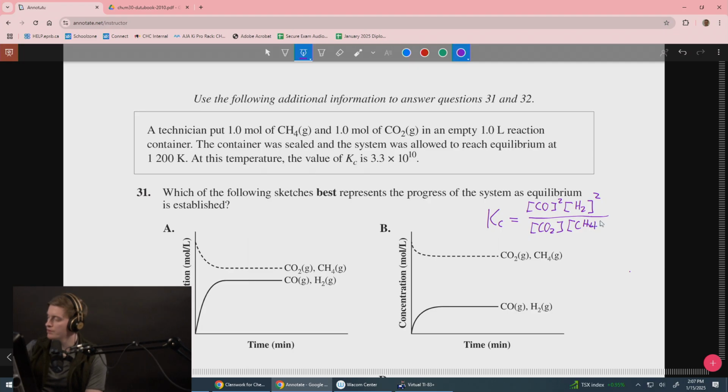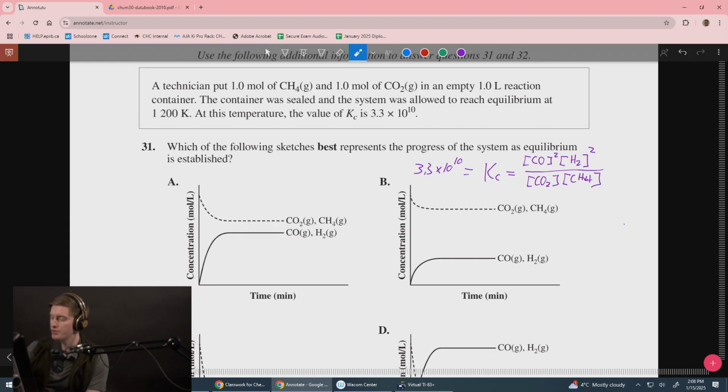We also know that this is equal to 3.3 times 10 to the 10. This is a massive number. That's moving this decimal place 10 times to the right, which means if we were going to actually put this into the expression, we have much larger concentrations of carbon monoxide and hydrogen gas at equilibrium than we do of carbon dioxide and methane gas.